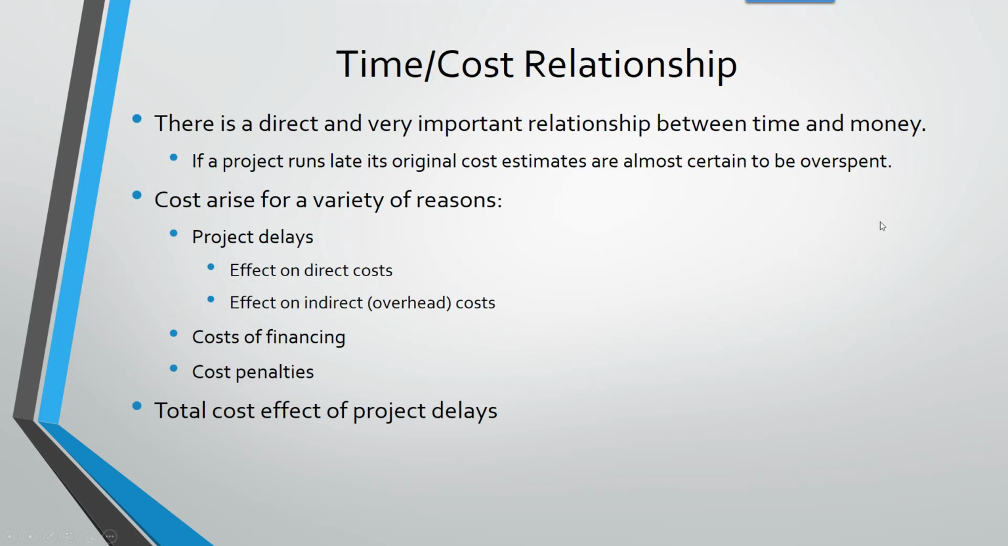Time-cost relationship. There's a direct and important relationship between time and money. If a project runs late, its original cost estimates are almost certain to be overspent. Cost rises for a number of reasons. Project delays could have effects on direct costs or effects on indirect or overhead costs. Costs of financing, cost penalties, the total cost effect of project delays, right?